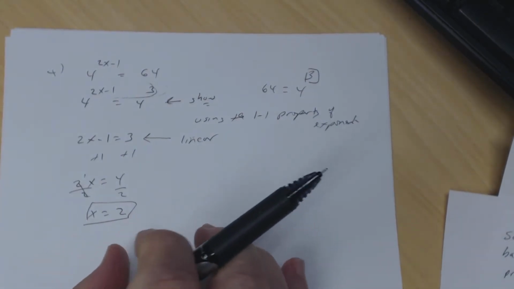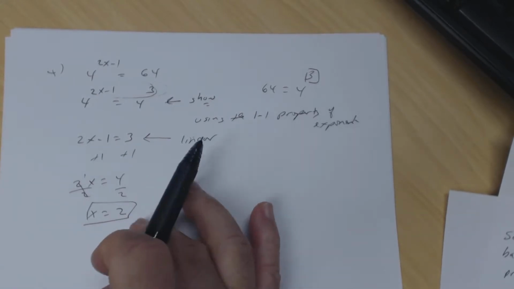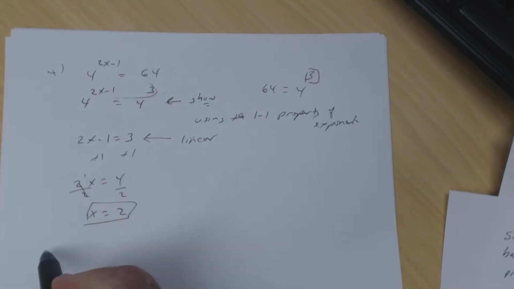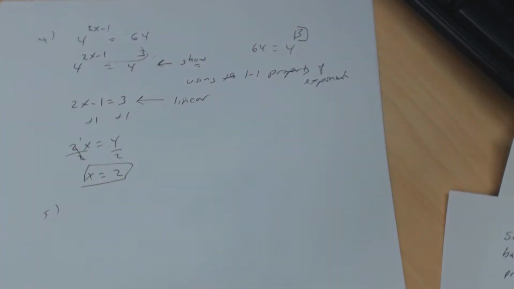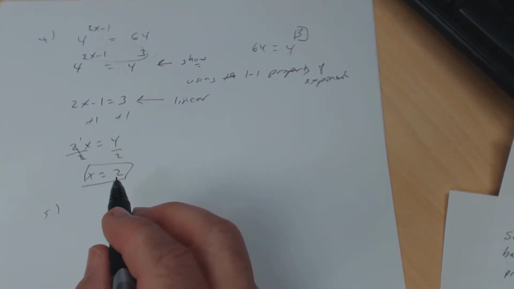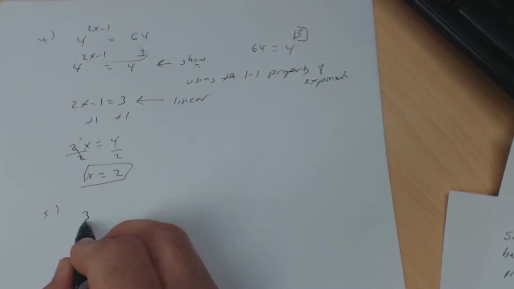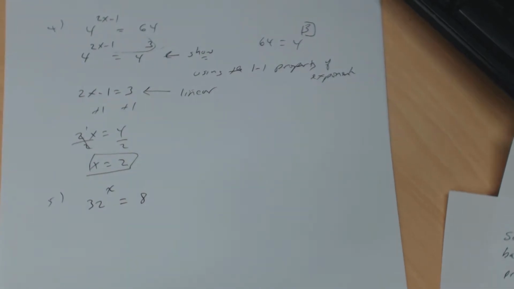Now, here's what I want to show you, and that's going to be important. Well, actually, let's come back to this when we get to it. So let's look at number 5. So we're good here. Let's just go on. Suppose we had 32 to the x is equal to 8. Okay, now it's starting to get a little bit more challenging.